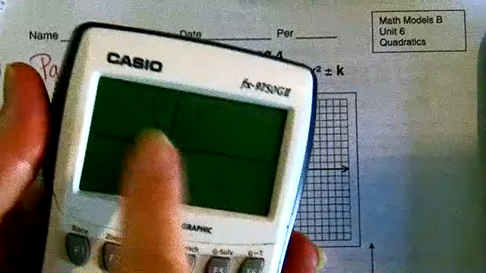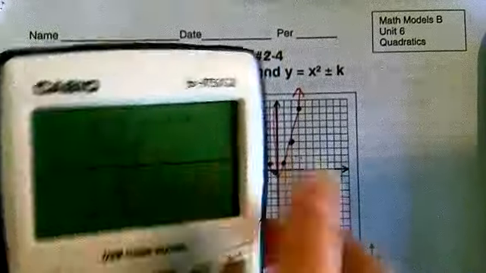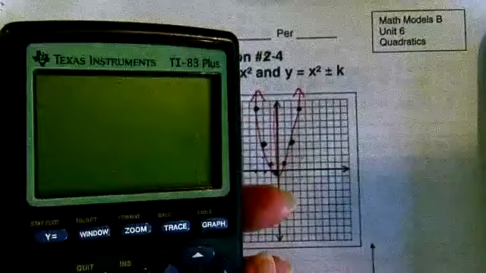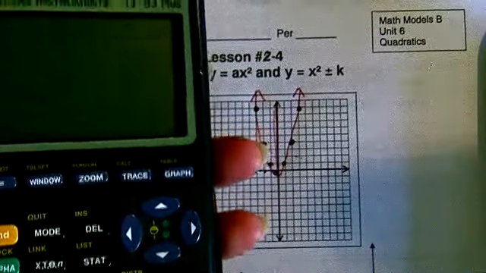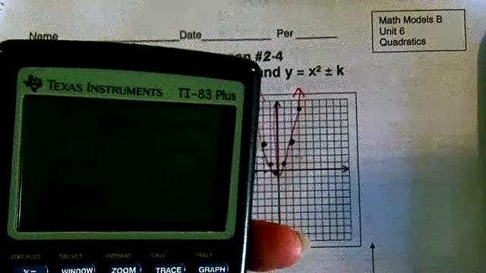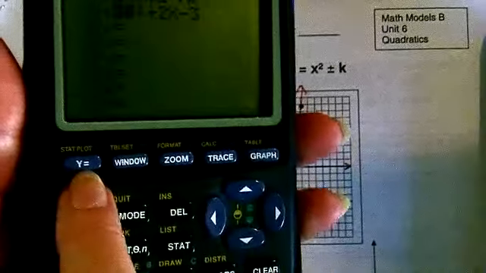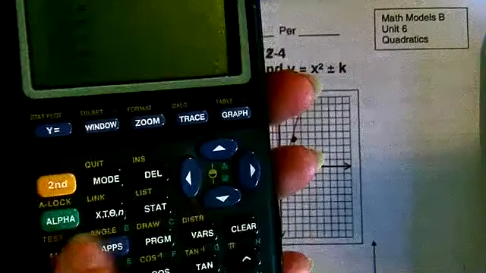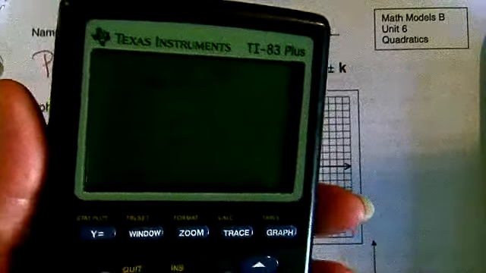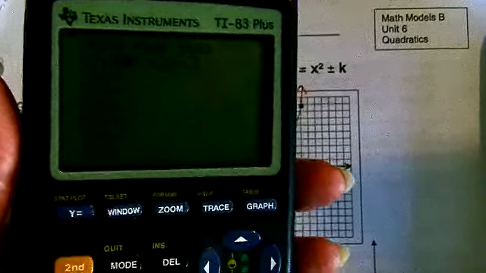And on the Casio, really, it could be anywhere. The screen kind of changes around a little bit. And this is the TI-83. Let me turn it on. And this one usually you start by pushing the Y equals button after you get it all cleared or on or whatever. Y equals, and I want to delete that.